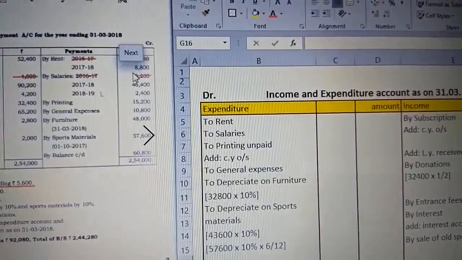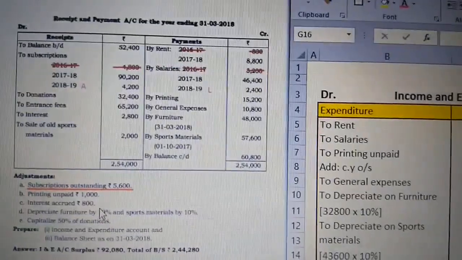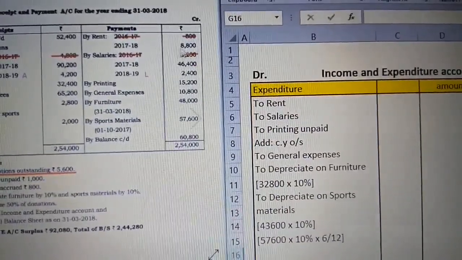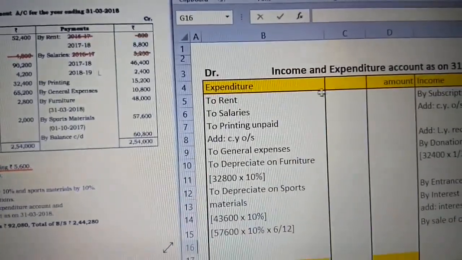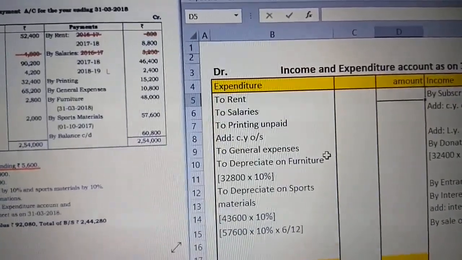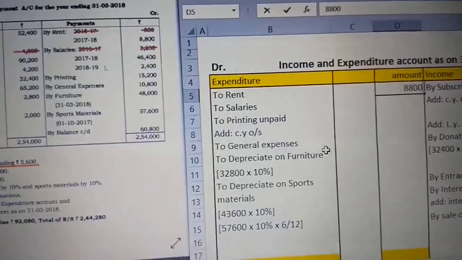We have only current year. There is no outstanding given in the adjustment. So only this, because last year has also been cancelled. So rent, I'm going to take it directly as there is no adjustment, 8,800.